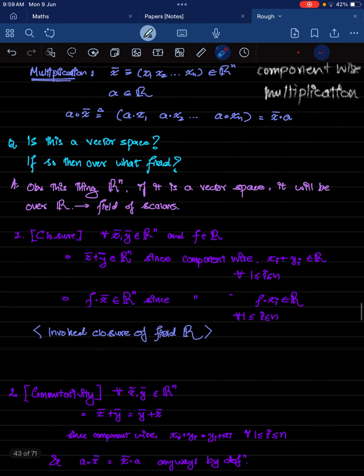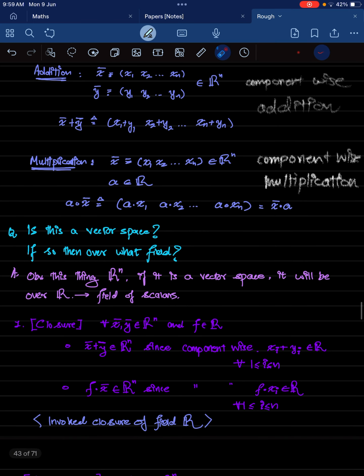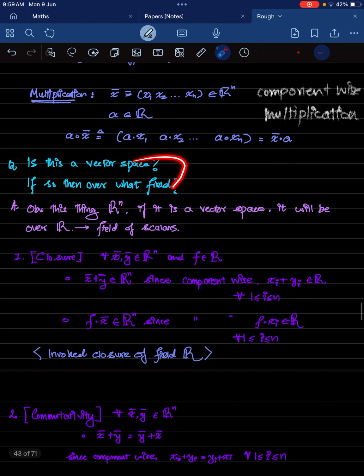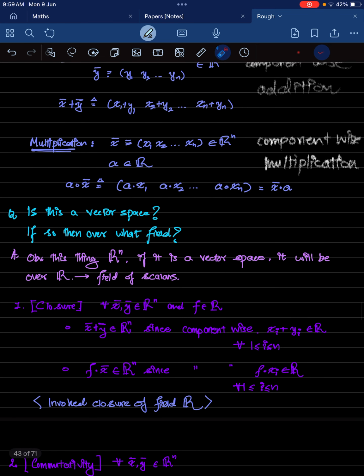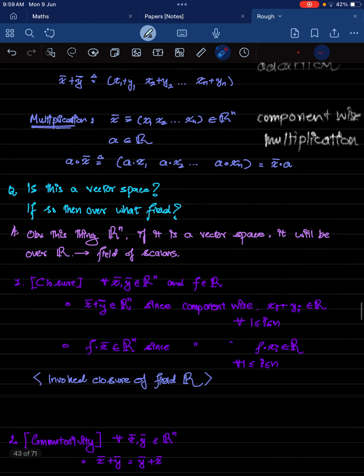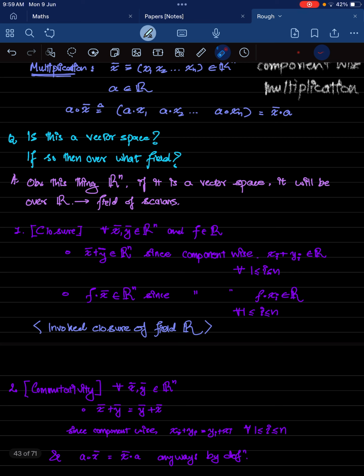Alright. Now, is this a vector space? Well, we do call them vectors in physics, right? So, do they form a vector space, at least under these operations? If so, then over what field? Okay, the second question was actually not necessary. The answer to that is pretty obvious. They form a vector space over the field of reals, if they do form a vector space, that is. And that's what I'll be proving, or analyzing actually, whether they form a vector space or not.